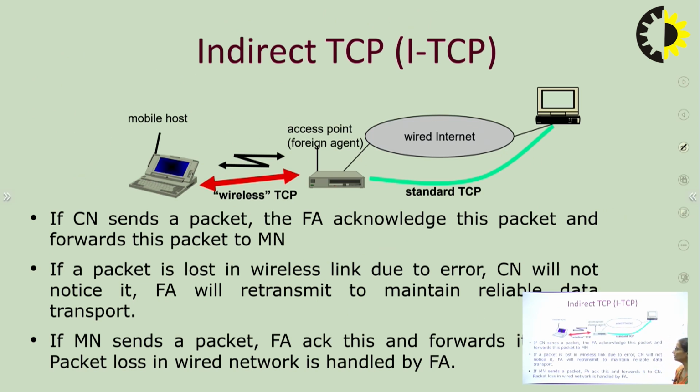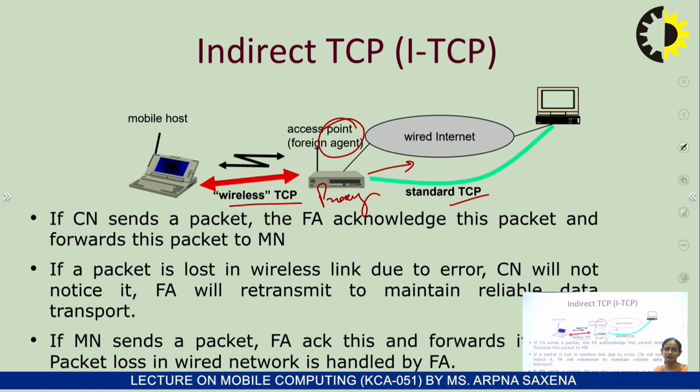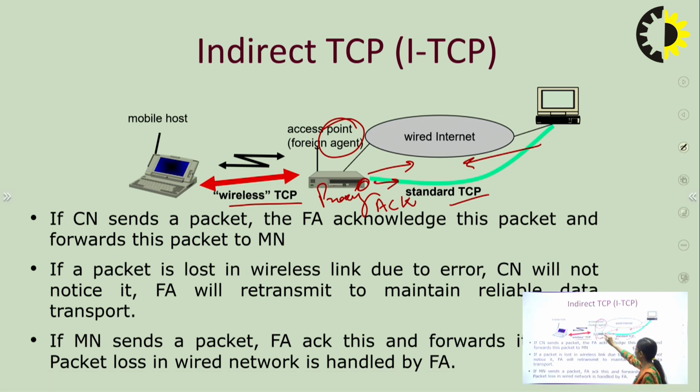So how are things done? Here we have the wired environment, where standard TCP would work. Here we have the modification for wireless TCP. And this foreign agent acts as a proxy for the wired network. If the CN sends a packet, the FA acknowledges this packet and forwards it to the mobile node. Now the acknowledgement packet, that is the ACK packet, would be sent by this foreign agent and not by the mobile node.